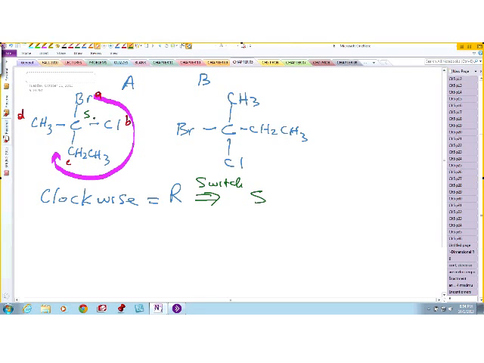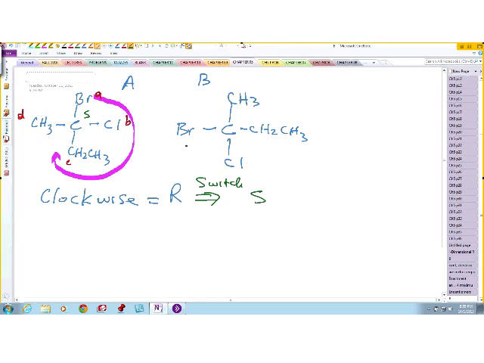Okay, keep that in mind. Your book tells you something else, to move around, but forget all of that. If you use a Fischer projection, it's really very, very easy. Now let us do the same thing for molecule B. Keep in mind they are supposed to be the same molecule, even though they look different.